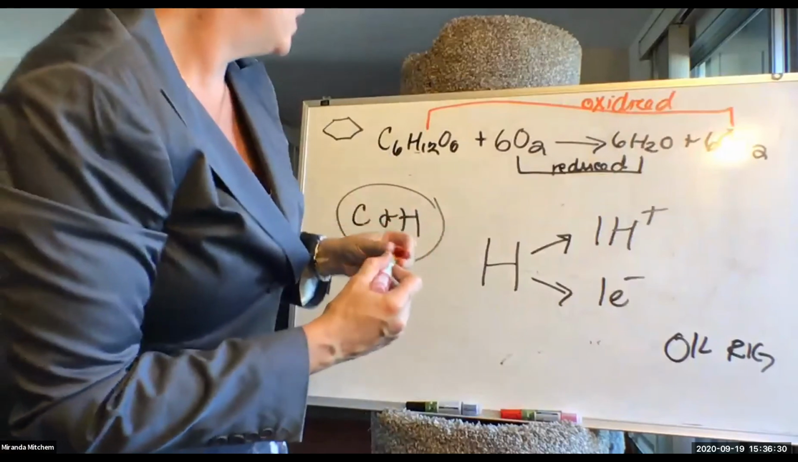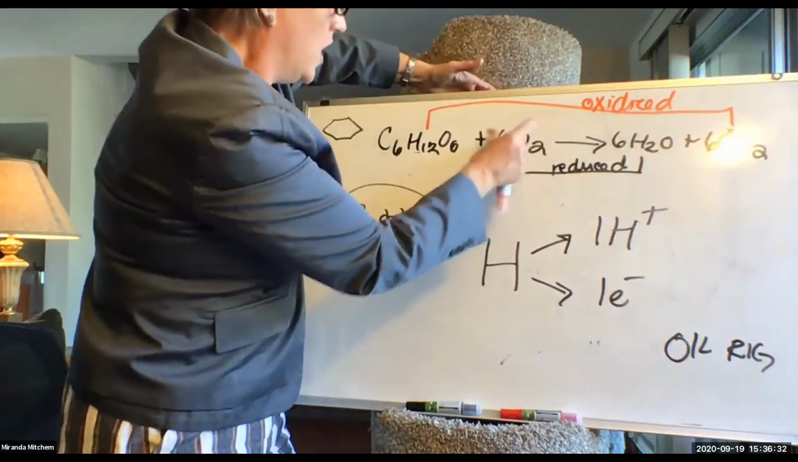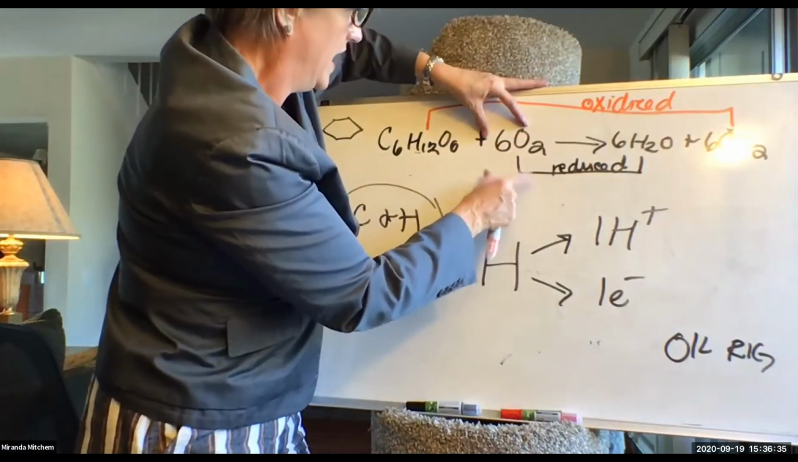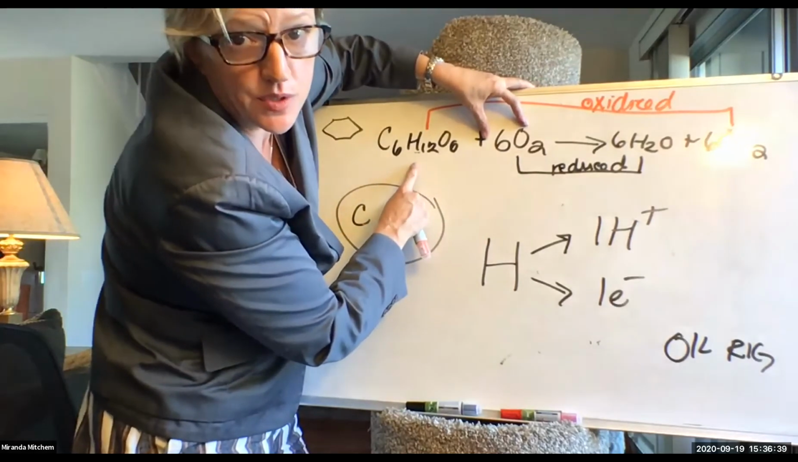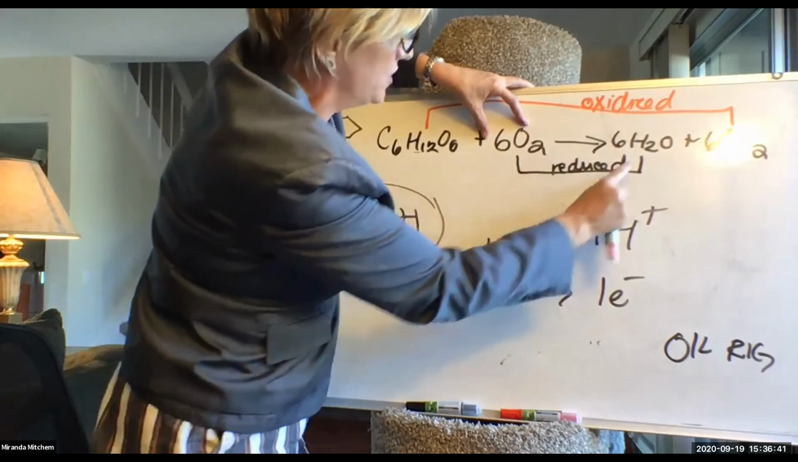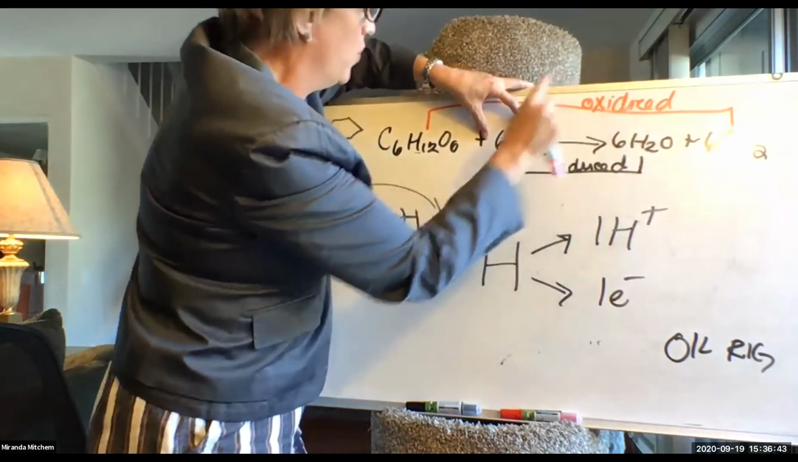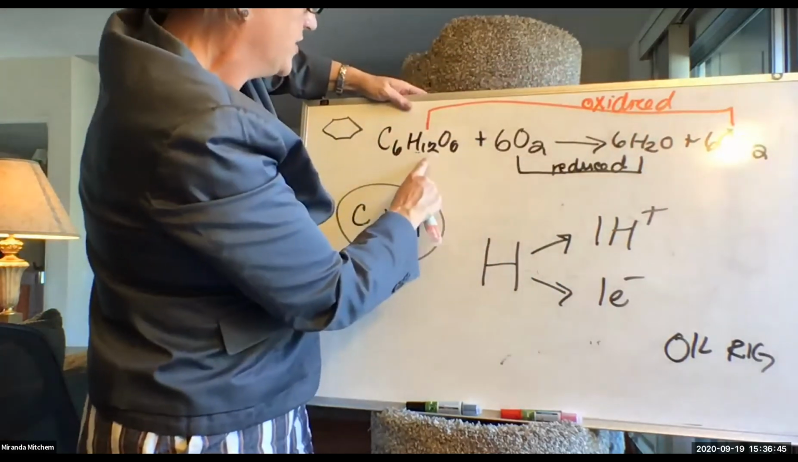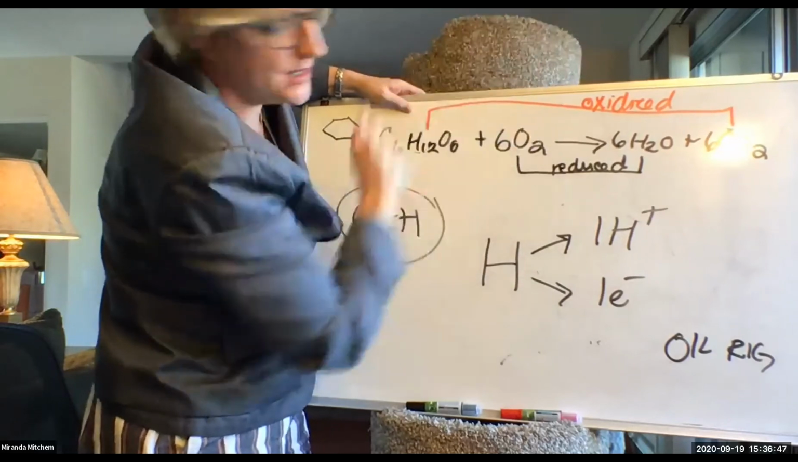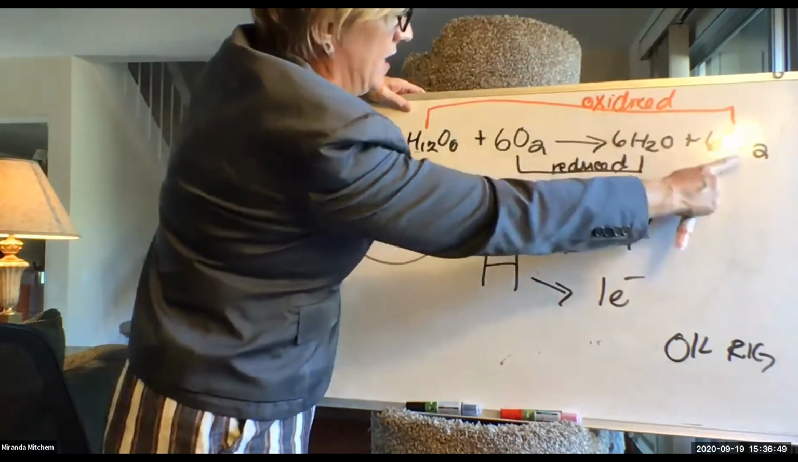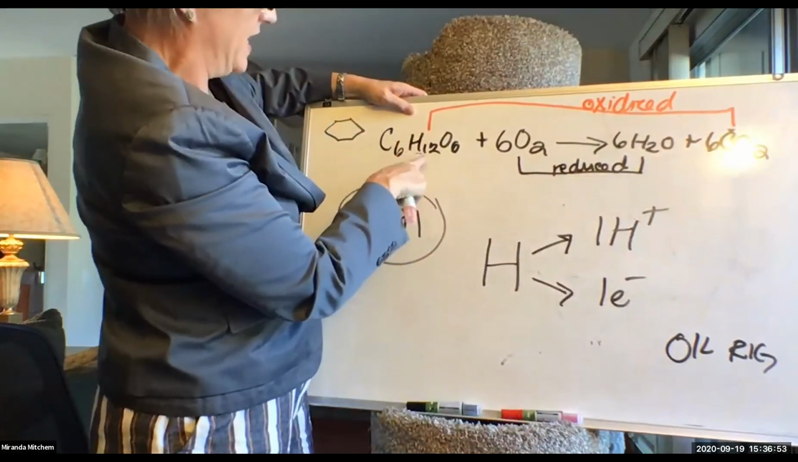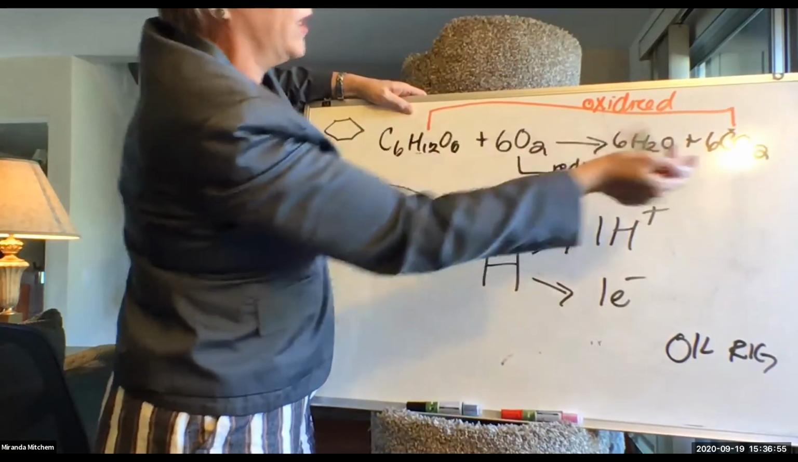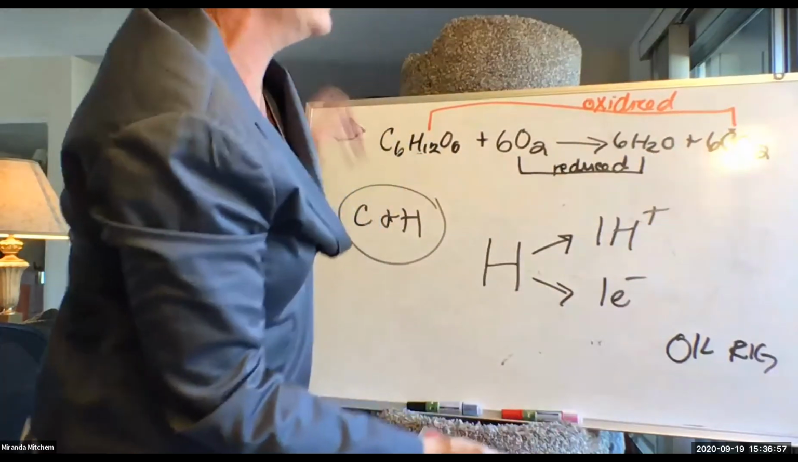So the molecular oxygen actually gets the electrons from glucose and is reduced into water. But when that happens, when glucose gives away its hydrogens, it becomes carbon dioxide, right? If we take away the hydrogens out of glucose, we're left with carbons and oxygens.